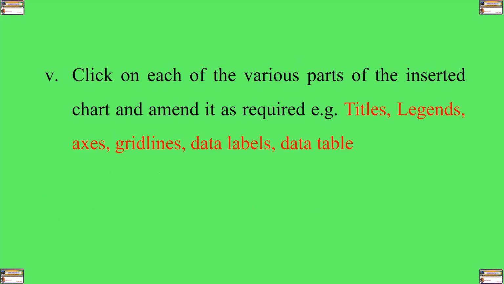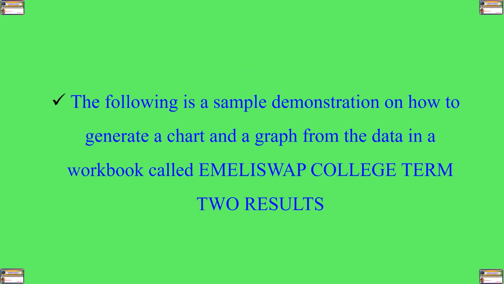Number 5, click on each of the various parts of the inserted chart and amend it as required. For example, titles, legends, axes, gridlines, data labels, and data table. Finally, you click on OK if available. The following is a sample demonstration on how to generate a chart and a graph from the data in a workbook called MLSWAP College Term 2 results.